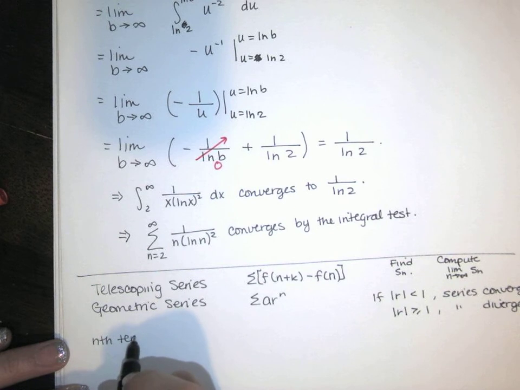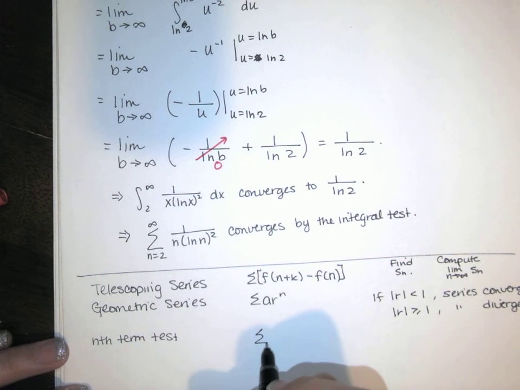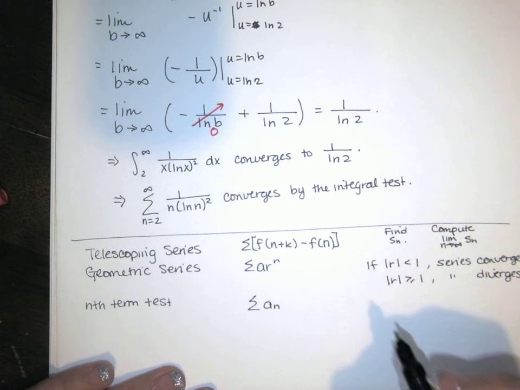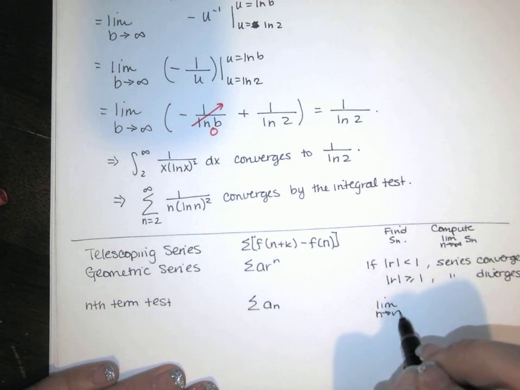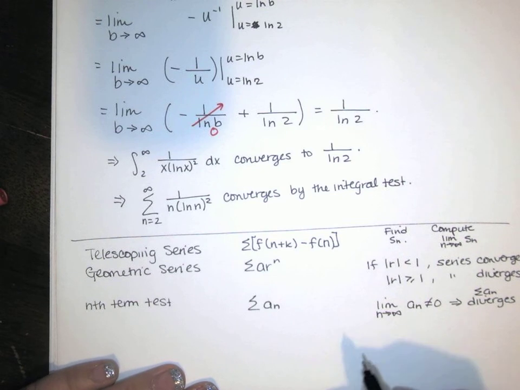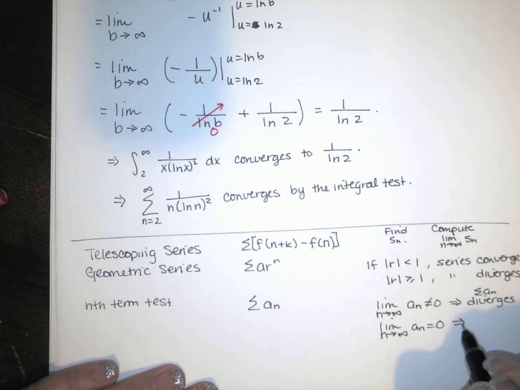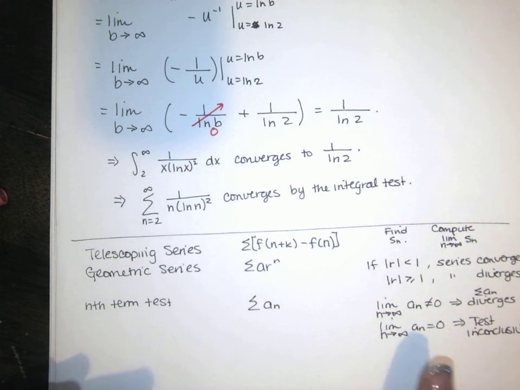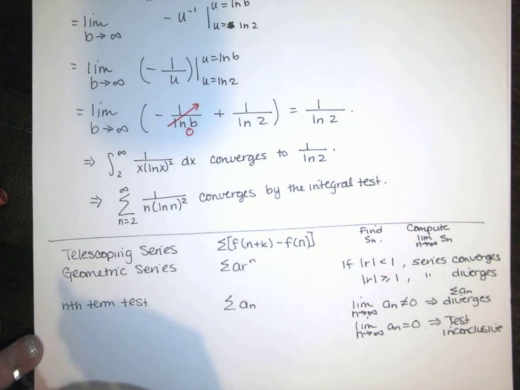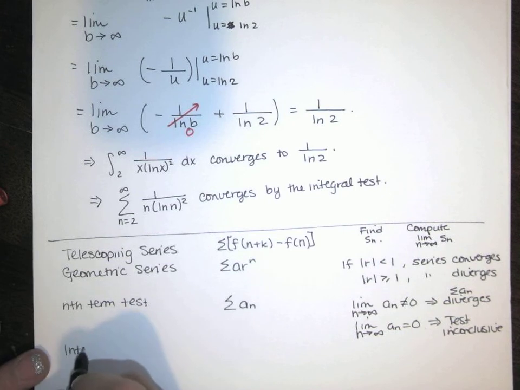And then we learned the nth term test. This said, if you've got a series involving a sub n as your nth term, if the limit as n goes to infinity of a sub n is not 0, the series diverges. It also says if the limit as n goes to infinity of a sub n is 0, try something else. The test is inconclusive. You can't be sure that the series either converges or diverges at that point. Okay, so that's that. Then we learned the integral test.